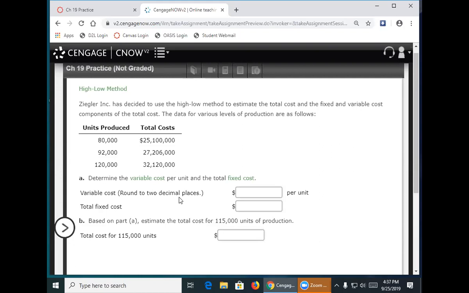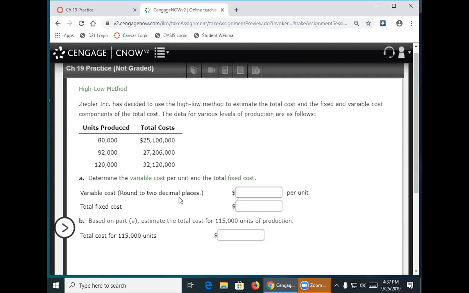Okay? So we're going to use the high-low method to figure out, basically, to write that cost function. That's our end goal. We already know total costs. We're going to learn how to use the high-low method to solve for variable costs and then solve for total fixed costs. As you can see in your notes, the formula is we always take the change in cost divided by the change in units.